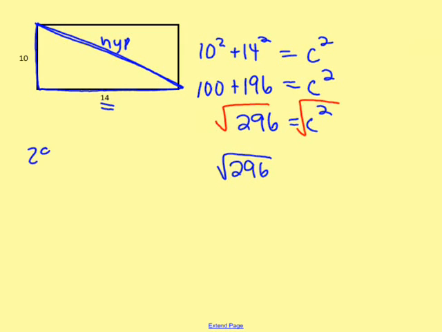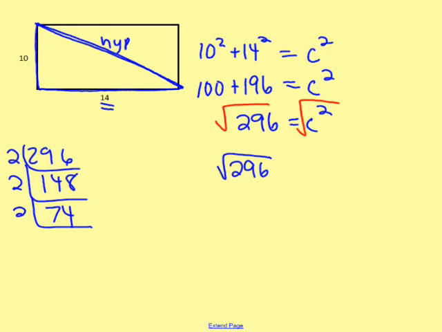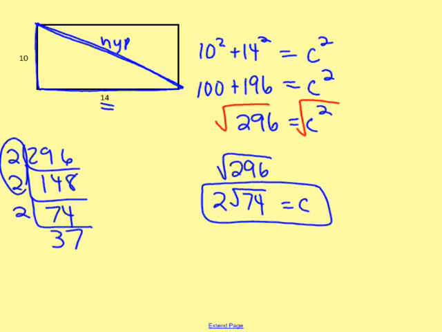You do want to go ahead and simplify that square root. 296 divided by 2 is 148, then 74, then 37. That's not going to simplify anymore because that's prime, so we have 4 times 74, so that's 2 root 74, which is equal to c, and we're just going to leave these as square roots most of the time.